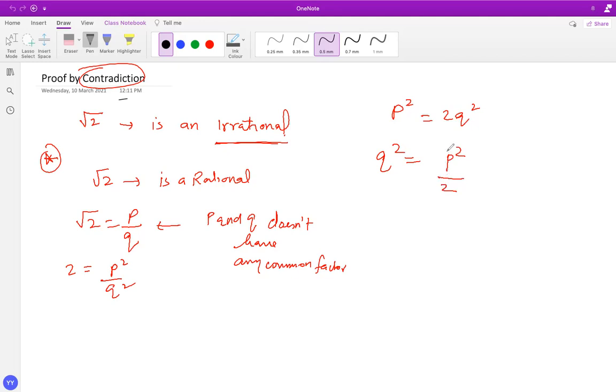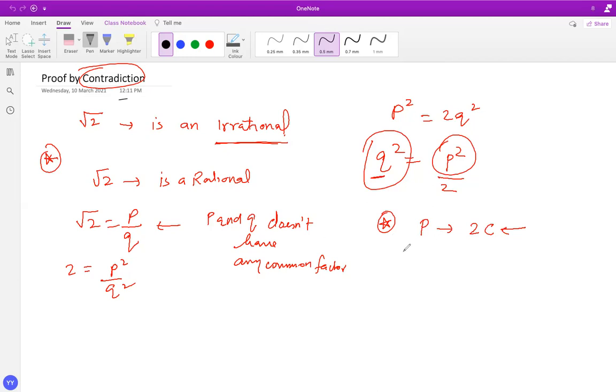And now if I look at p squared as a number, when I divide this by 2, I'm getting the answer q squared. Now what does it mean? This p must have some common factor of 2, because this 2 is getting cancelled with p squared, so p squared has some factor of 2. Since this is dividing and you're getting an integer answer, p has some factor of 2. So let's say p is 2 times c, where c is an integer number.